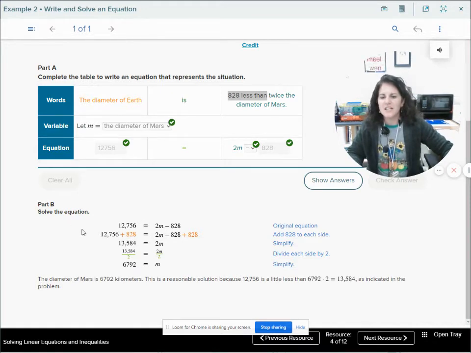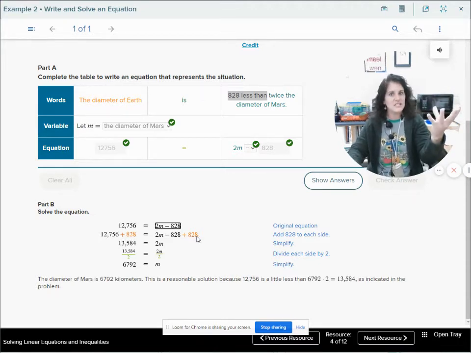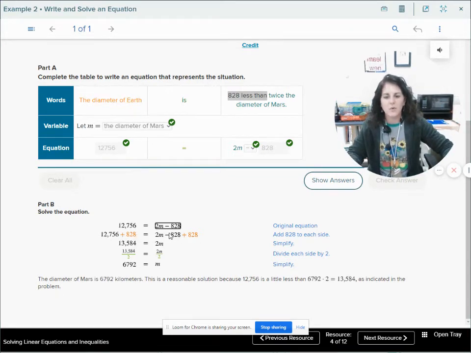All right, so now we can solve it and check and see. So we add that 828. Notice it's minus 828. So to undo that subtraction, we use addition. We add 828. The property of equality says if I do it to this side, I have to do it to this side to keep that set of scales balanced. So I add 828 over here. Well, the nice thing is this becomes 0, so now I'm left with 2m.